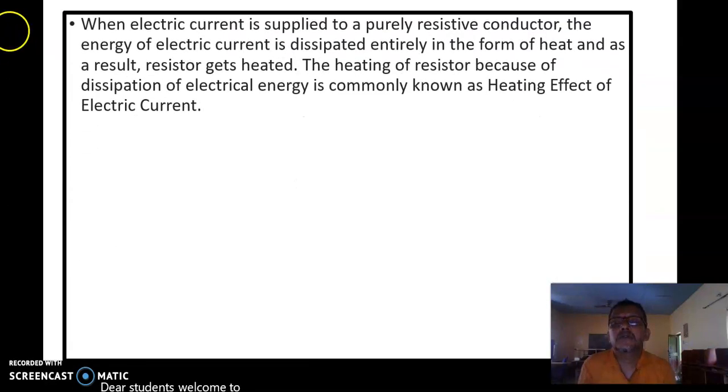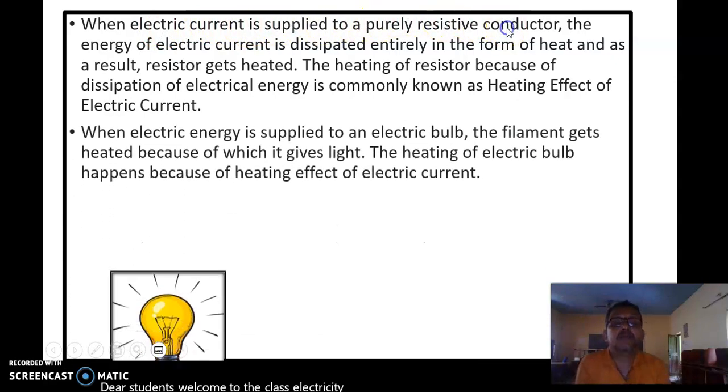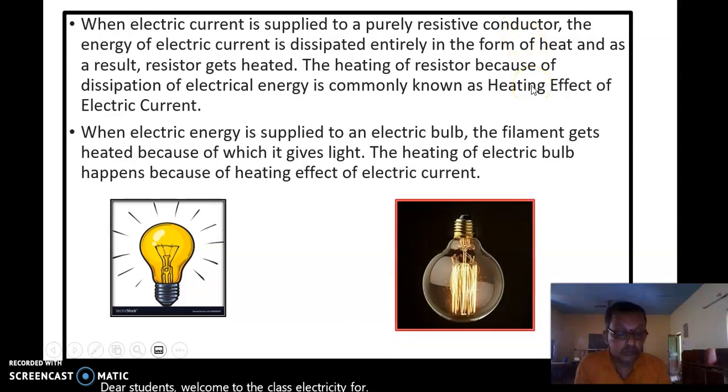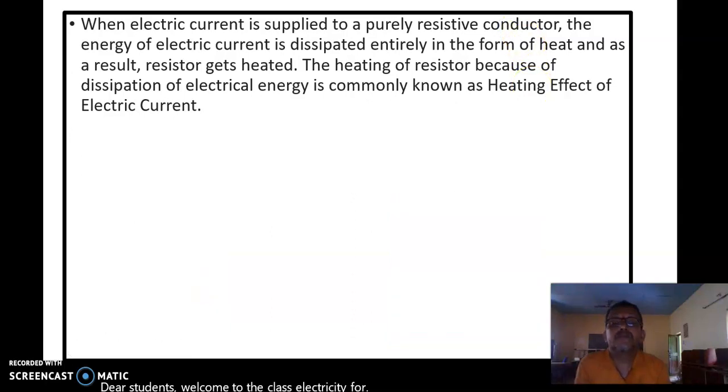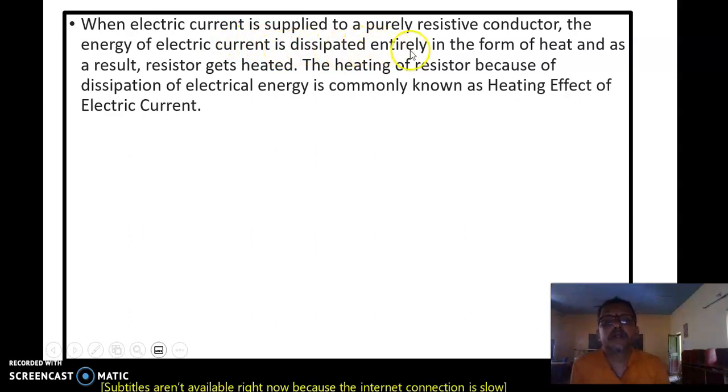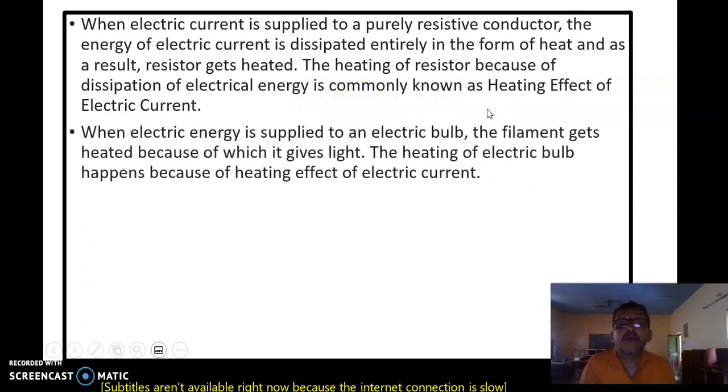In this class, we are going to study the heating effect of the current. What is the heating effect? When electric current is supplied to a purely resistive conductor, a resistive conductor means one which is not a good conductor, the energy of the electric current is dissipated entirely in the form of heat, and as a result the resistor gets heated. The heating of a resistor because of dissipation of electric energy is commonly known as the heating effect.